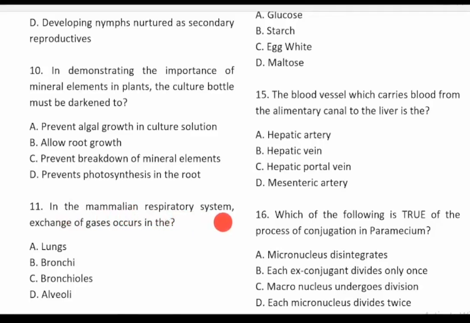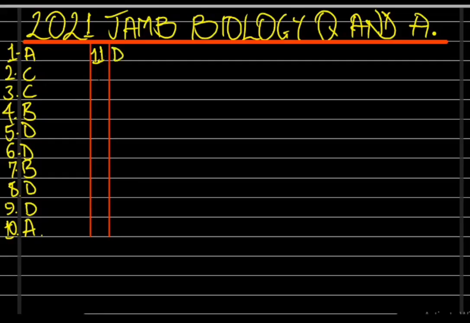In the mammalian respiratory system, exchange of gases occurs in the A. lungs, B. bronchi, C. bronchioles, and D. the alveoli. We have the exchange of gases taking place in the alveoli. It is in the alveoli that we have the gases, which they are definitely talking about oxygen and carbon dioxide. It is in the alveoli that we have this exchange taking place. Oxygen is taken into the alveoli, and then carbon dioxide is released from the alveoli, and that is how the exchange comes across. So we have that taking place in the alveoli, option D.